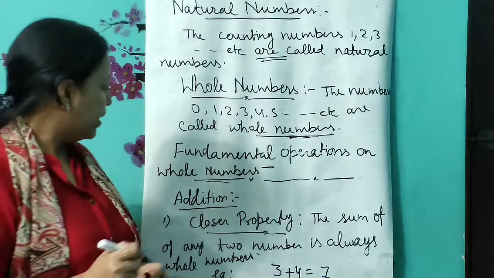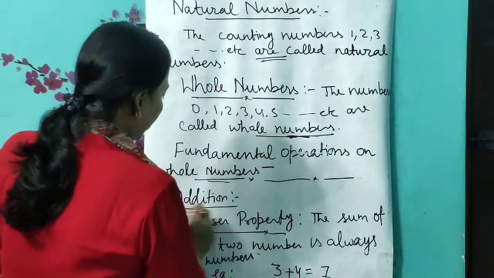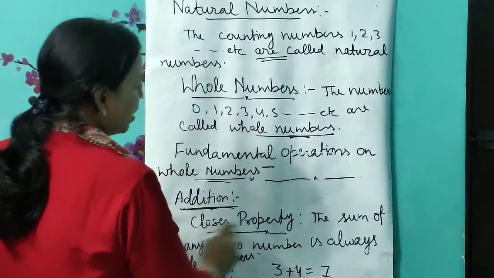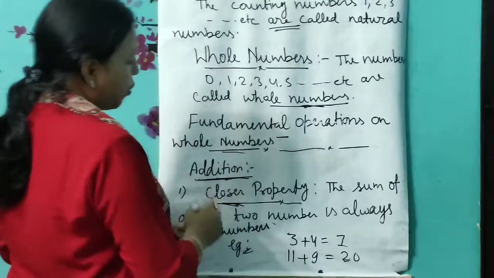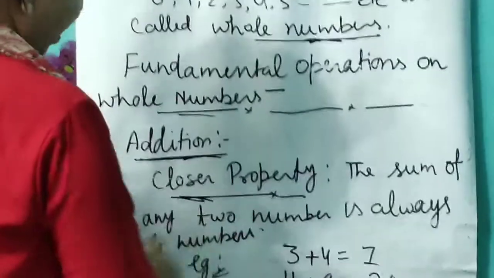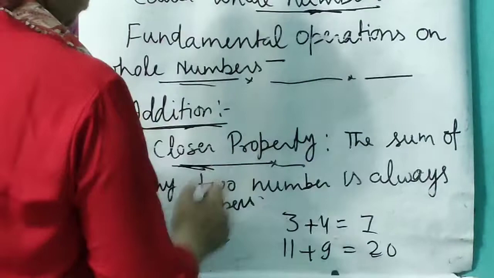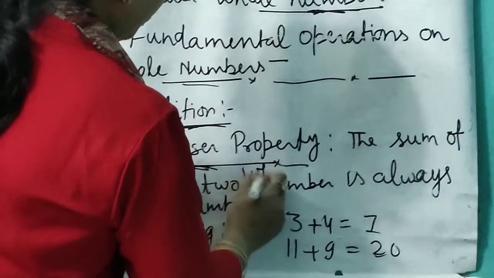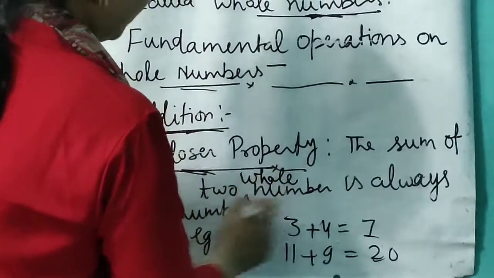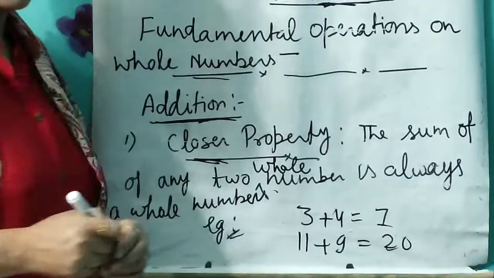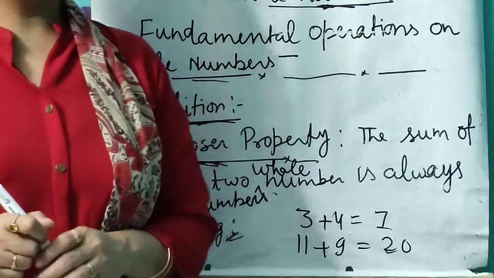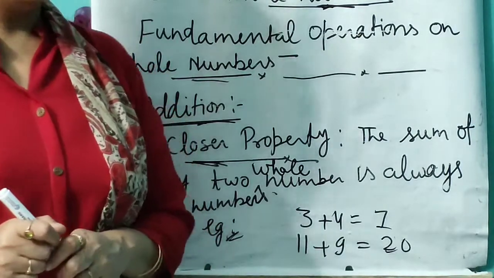In case of addition, the first property which we use is closure property. So what is that closure property? Closure property says that the sum of any two whole numbers is always a whole number. It means when you add two whole numbers, then their sum will always be a whole number.